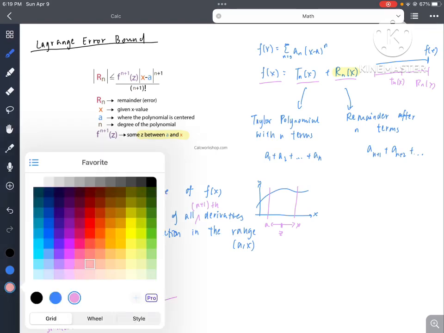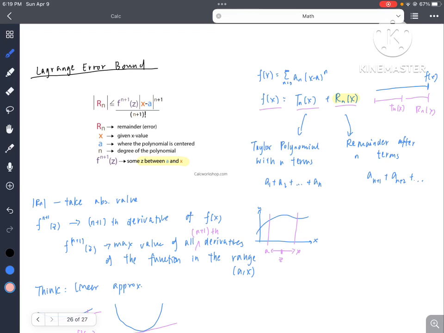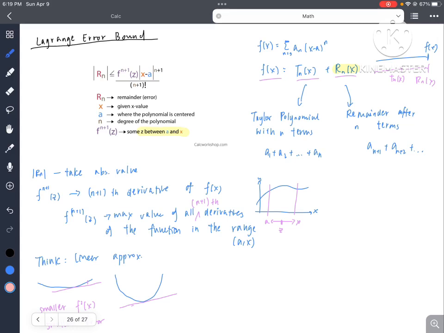And then we look at other parts of the equation. We see that x is just the given x value, because often we want to find the error bound for the value of x we are approximating. So x is just like the input, and a is where the polynomial is centered. Recall that these power series are centered around values, so if it's centered around x minus a, a is there, and we raise it to the n plus 1th power, and then we divide it all by the degree of the polynomial plus 1 factorial.